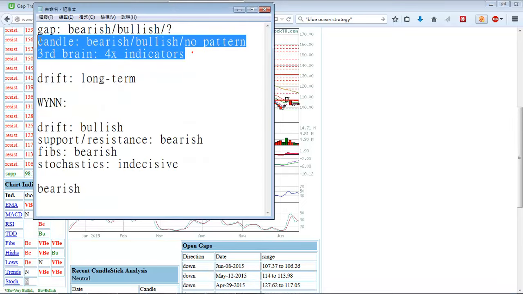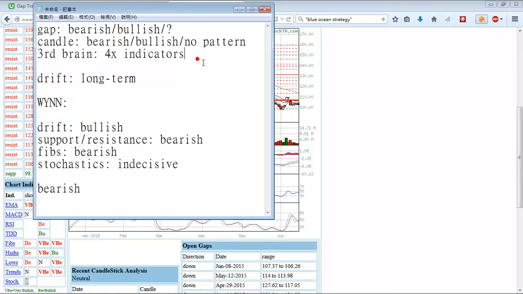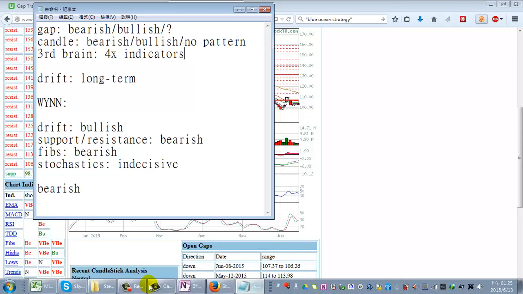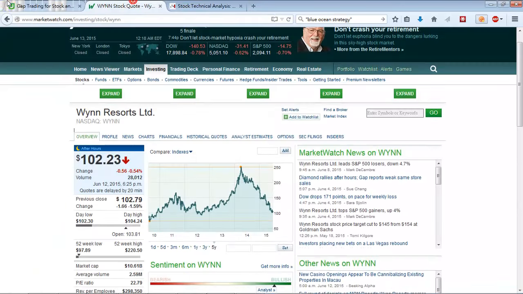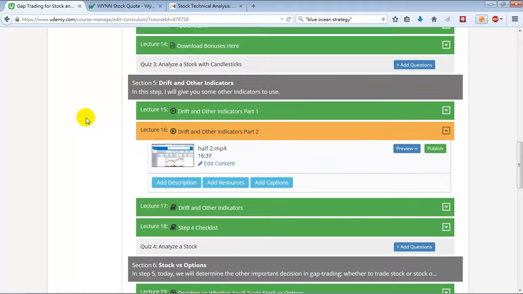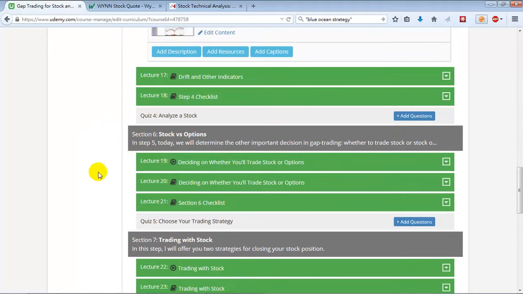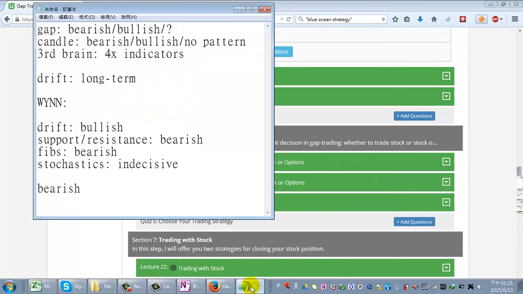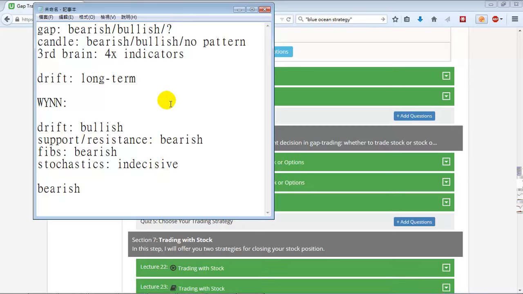Then you put it all together and you take 2 out of the 3 or 3 out of the 3, depending on how conservative you are. I believe in the next lecture, I'll talk about the risks involved with trading stock versus options. If you're going with stock, drift is a good indicator. If you're going with options, usually you don't care so much about drift. So that's another thing to take into consideration.